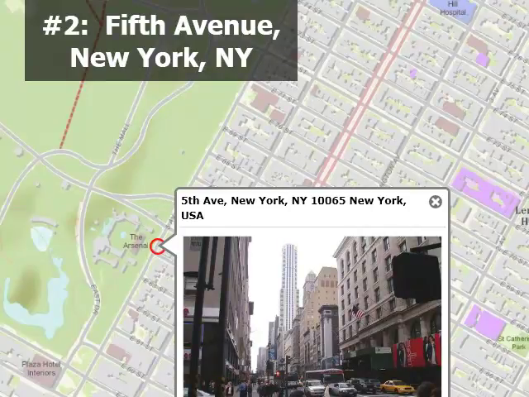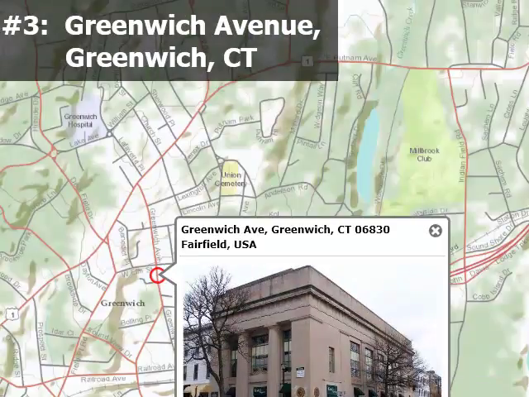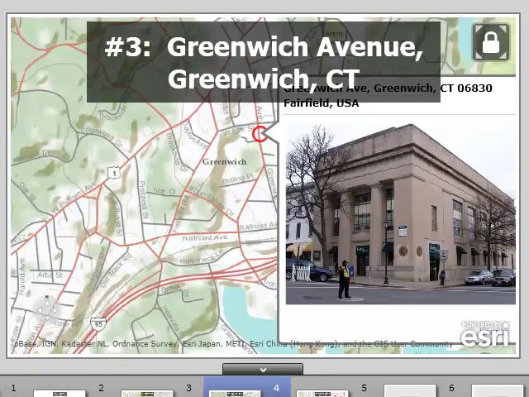Here's the second street, Fifth Avenue, New York, New York. Perhaps this was one that you hypothesized would be in the list of the top 10. Here's the third one, Greenwich Avenue in Greenwich, Connecticut. Why would that be? Now we've looked at 3 different streets. We've looked at one in California, one in New York City, and one in Connecticut.